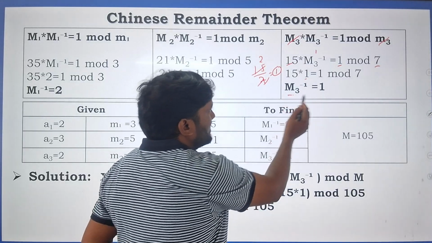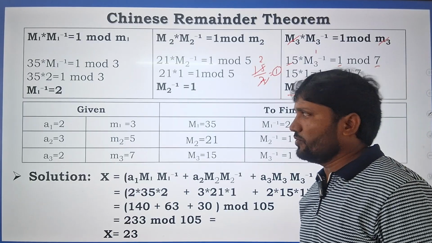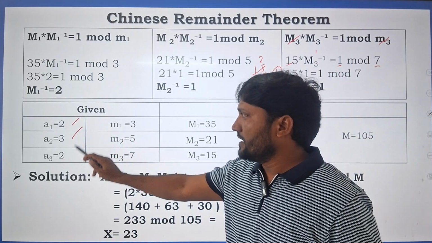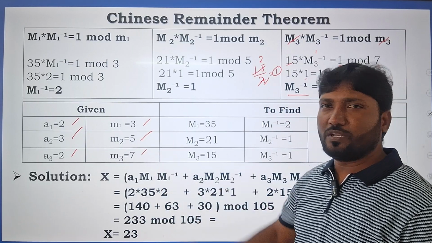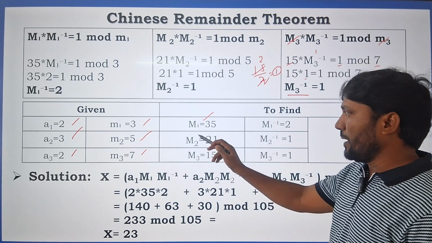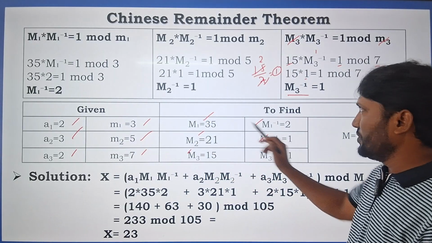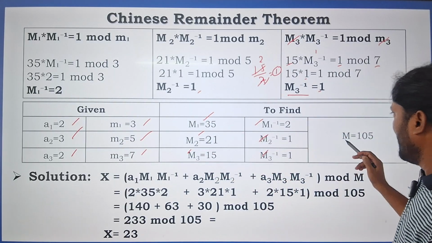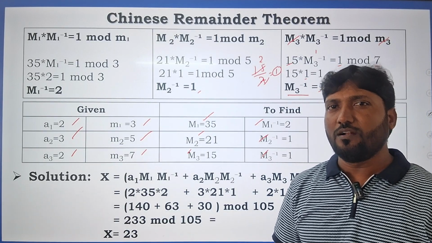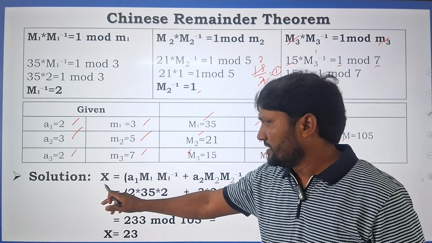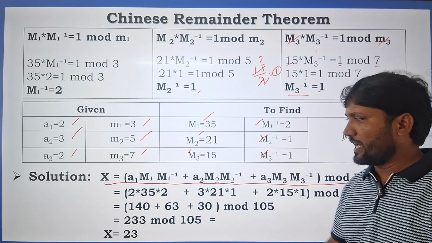Now what is the M3 inverse value? 1. Finally, we have all the values: a1, a2 and a3, the small m1, m2, m3 values, the capital M1, M2 and M3 values, the M1, M2 and M3 inverse values, and the capital M value. Now we need to substitute all these values to get the x value. There is one formula here. So this is the simple solution to calculate the x value.